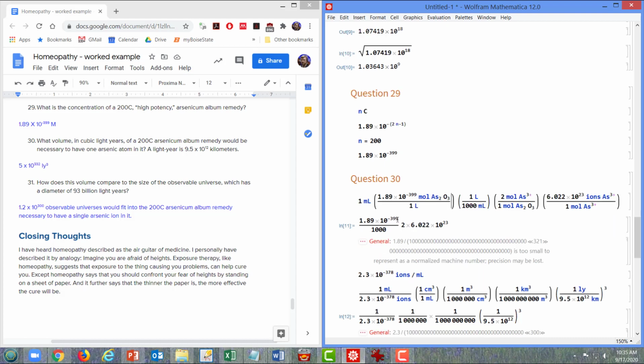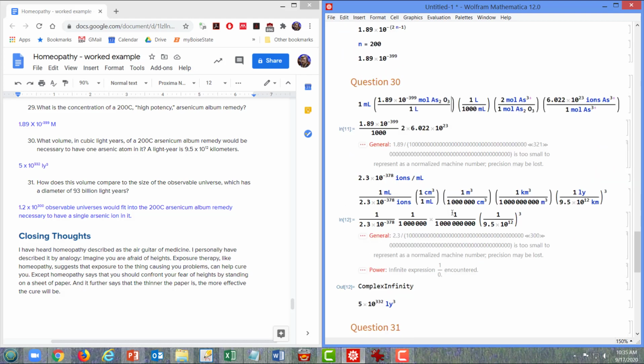Yes, these numbers are huge. Yes, most calculators cannot deal with them. In fact, this program, which does math better than any other program that I know, chokes on it sometimes. When that happens, if that ever happens, call up Wolfram Alpha and put in the calculation there, and it will be able to handle it for you.